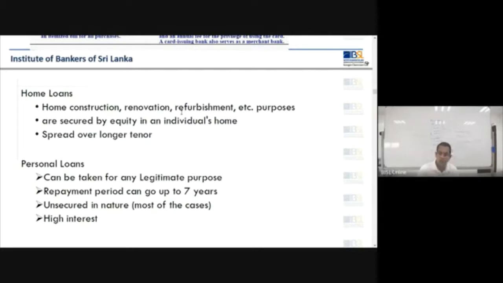Housing loans are normally longer tenor. Personal loans are shorter tenor, right? Normally it is up to 5 years, but now we go up to 7 years. It is unsecured and higher rate.